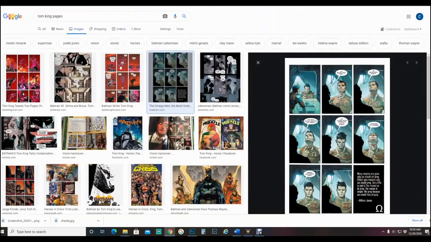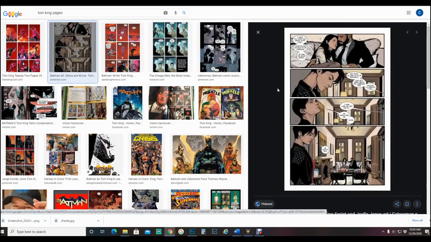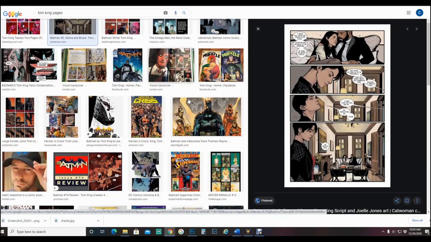Tom King does the same thing, unfortunately, because if I look up Tom King pages, nothing else, just Tom King pages, what you're going to see is many, many pages of the same kind of thing. Now, I know that he thinks that this is cute storytelling. Here we have basically the same thing. Same shot, essentially. You're just looking at facial reactions and minute changes.